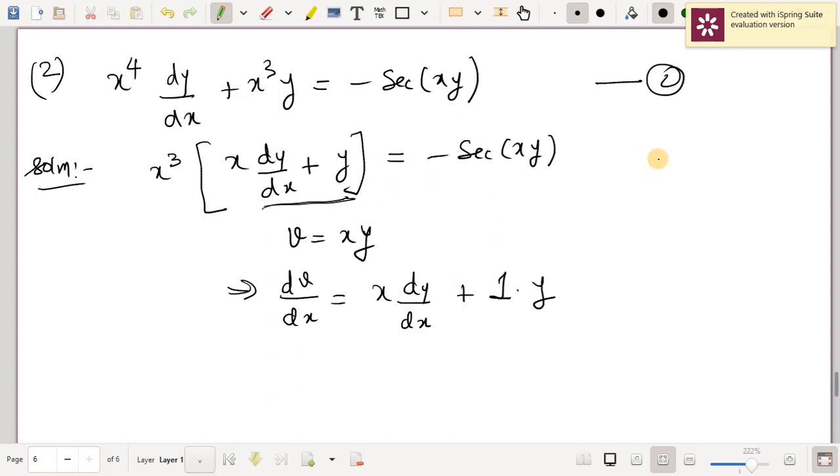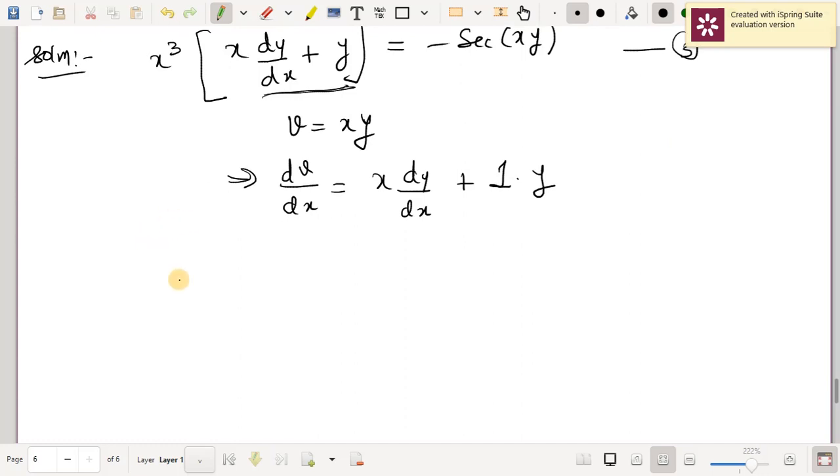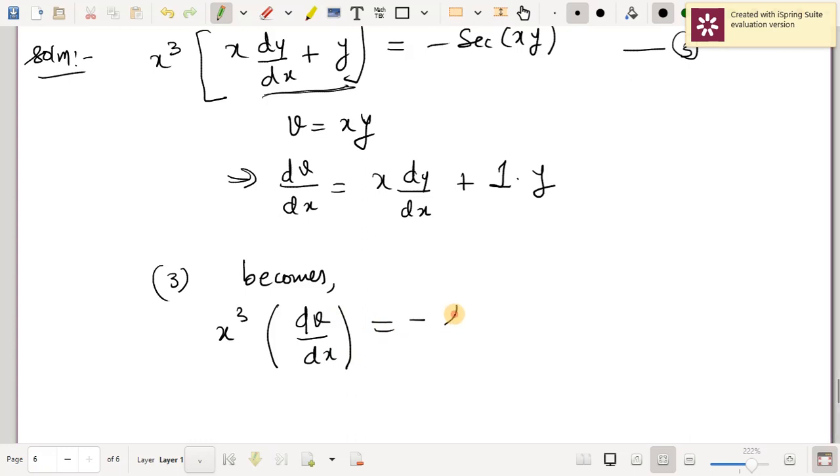So I can rewrite this as, so 3 becomes x cube. Now you have to write down this equation 3 only in terms of v and x. So x cube, this becomes exactly dv by dx is equal to minus sec of v. Okay, now in this case my dependent variable is v and the independent variable is x.